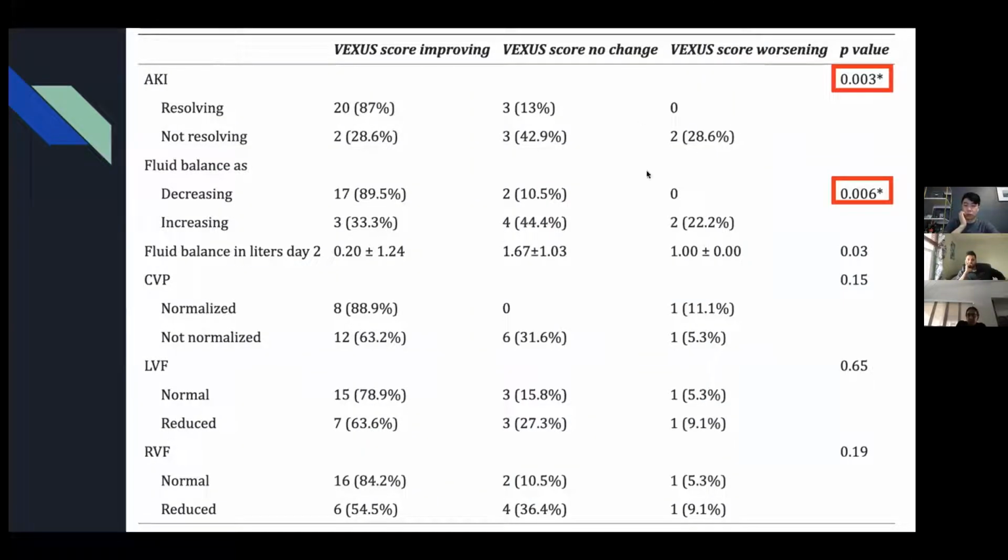So this is a graph from their paper, and it is self-explanatory here. As your AKI improves, the VExUS score improves. As the fluid balance decreases, the VExUS score also improves or comes down. This is a proof of concept showing that as the VExUS grade improves, it is a sign that there is clinically significant decongestion also going on.